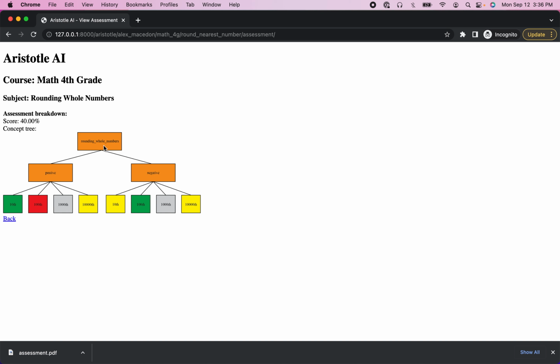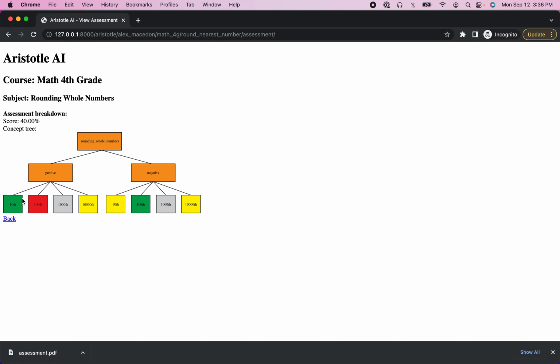And here's the interesting part, which is the concept tree. We use this tree-like structure to frame the different types of concepts or classes, the rounding whole numbers type of problem, or we substitute this tree in for different types of subjects. What we see here is that we can break down this problem into different sub-problems, or concepts, and we can see how well a student did on each one of these. Because we randomly filled this out, these results are all over the place.